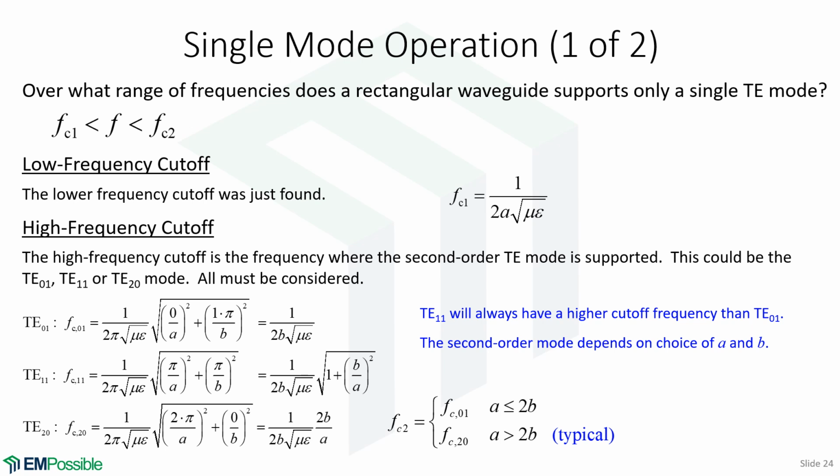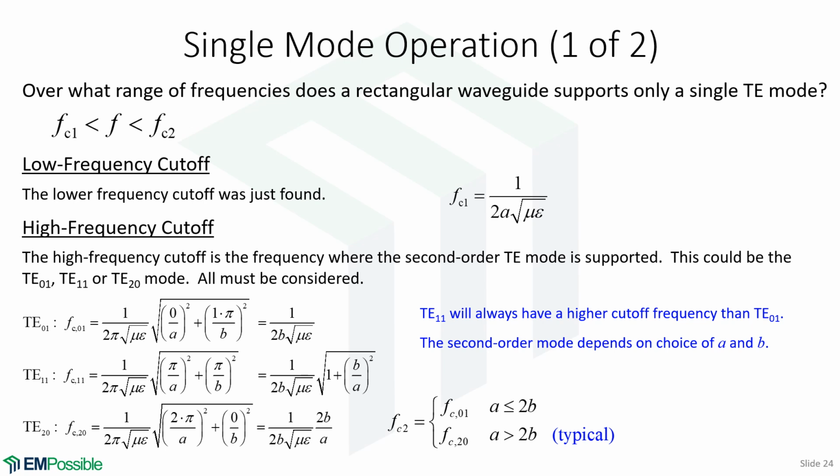So right away, we can conclude that the TE11 is always going to have a higher cutoff frequency than TE01, and that's simply because the bigger these indices, the higher the cutoff frequency. And so they share the 1 in the second place, but the TE01 has a 0, so it has to be a lower frequency. So right away, we can eliminate TE11, but now, which is a lower frequency, the TE01 or the TE20? And it actually turns out it depends on the relation of A and B.